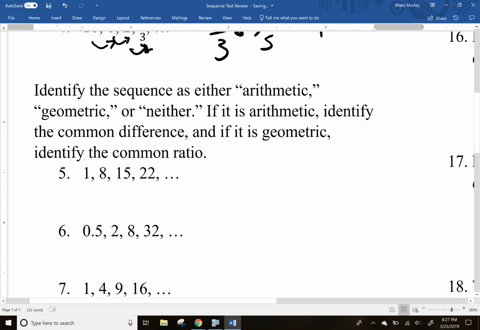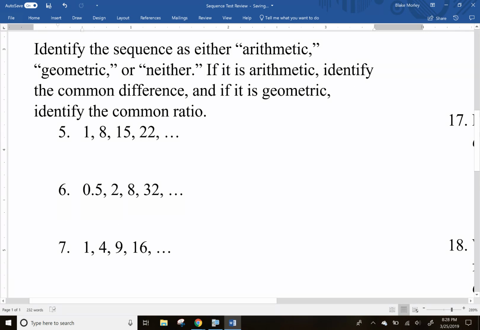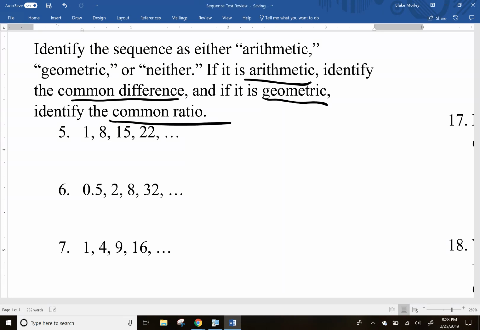All right. Now let's look at these. Identify the sequence as either arithmetic or geometric or neither. If it's arithmetic, identify the common difference. What that means is if the pattern is adding or subtracting, tell us what we're adding by every time. And if it's geometric, identify the common ratio. That means if it's a multiplying pattern, what is the number you're multiplying by? Or it could be neither. So let's pay attention to that as well.